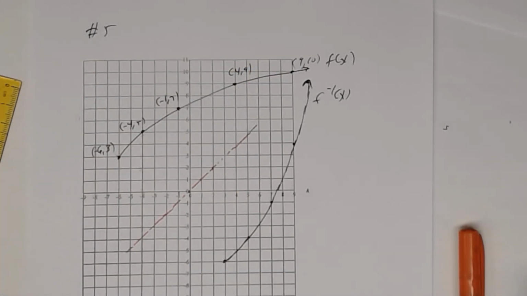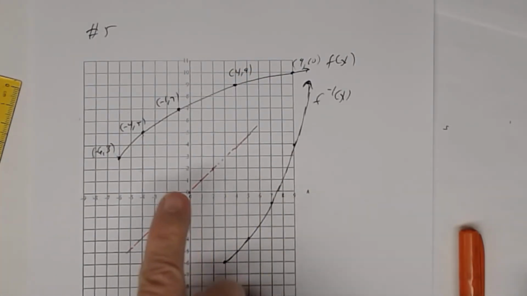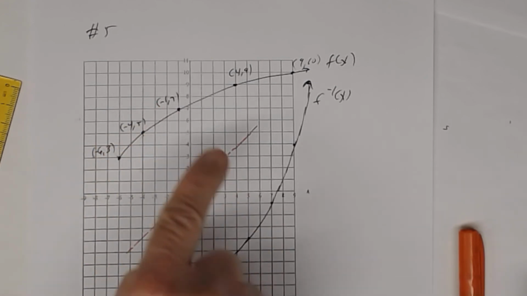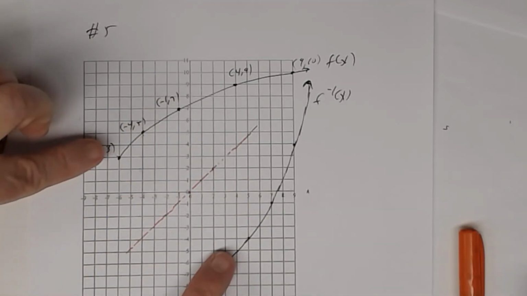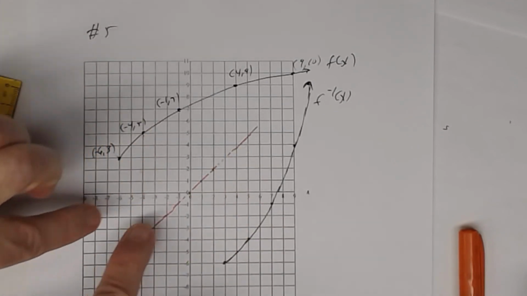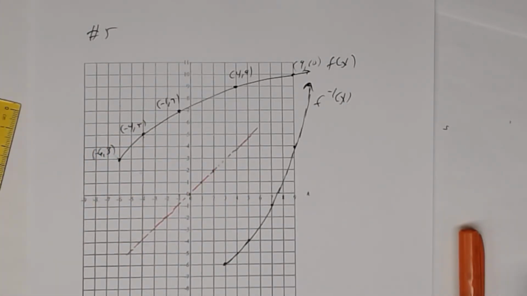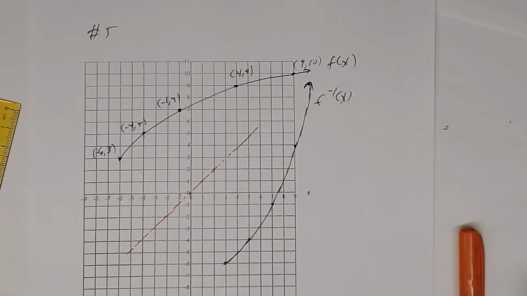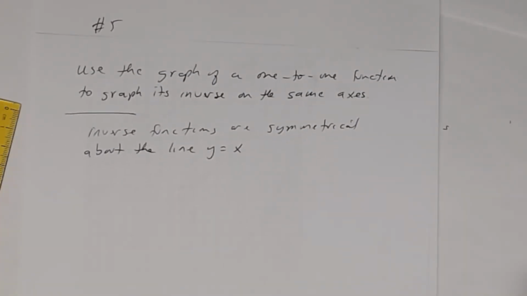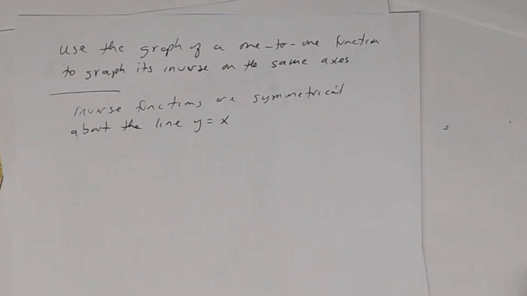All right, so that's how you're going to graph the inverse. You're going to draw the line y equal x, and then you're going to interchange the coordinates. That's all you're doing, and just kind of make sure it looks symmetrical about this line y equal x. Okay, so that is the lesson on using the graph of a one-to-one function to graph its inverse on the same axis.